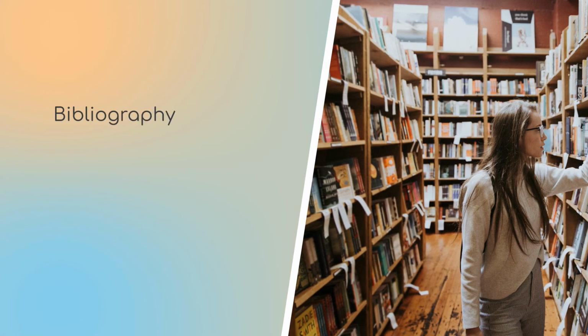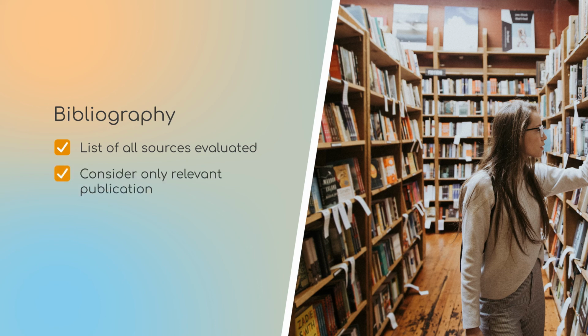A preliminary bibliography belongs at the end of an exposé. Here you list all the sources that you have evaluated for the preparation of your exposé. You should limit yourself to those publications that have proven useful and relevant in your preliminary work. It is also important that you list the sources in alphabetical order.